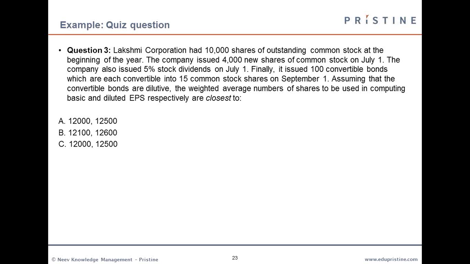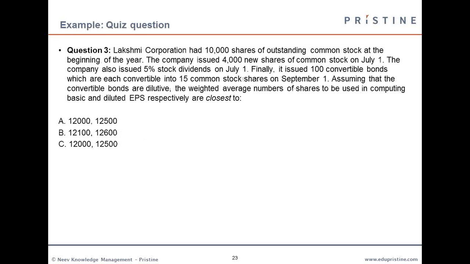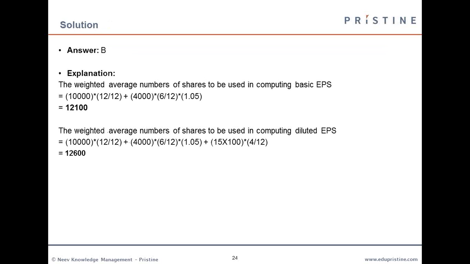We assume that the convertible bonds are dilutive, and they asked us to find the weighted average number of shares to be used to calculate both basic and diluted EPS. Again, this is a kind of question that you can expect in the CFA Level 1 exam. And the solution to this, I'll move on because of the lack of time. The solution is pretty simple.